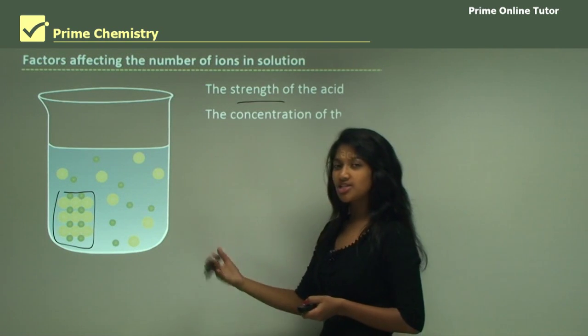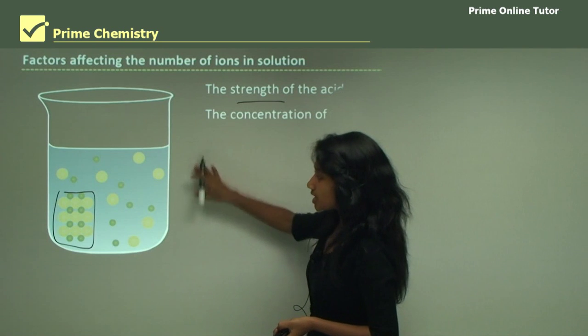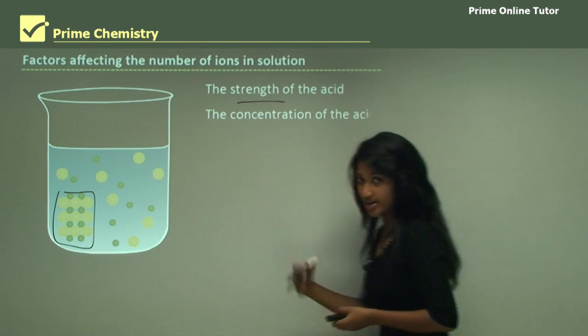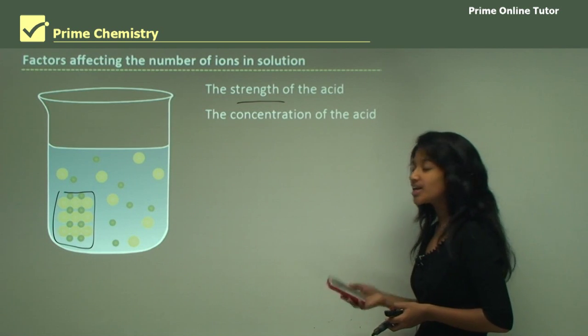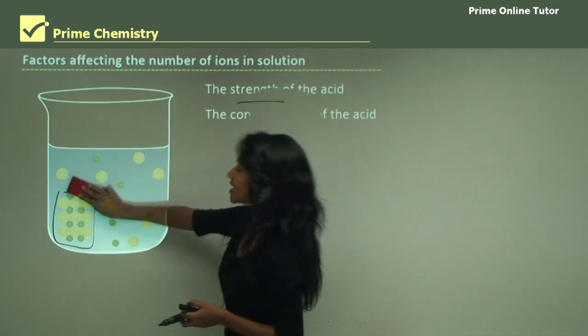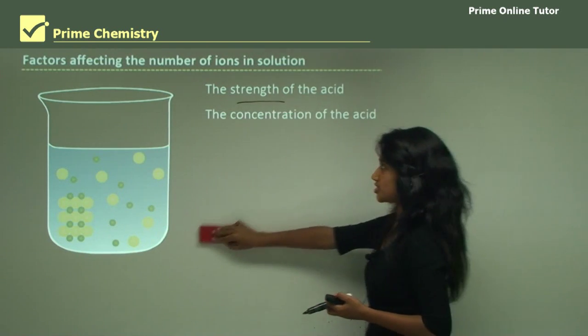The concentration of the acid. Now the concentration is how many molecules of the acid are present. So clearly you can see that this is a concentrated solution, but again, concentration is a comparison to something, so you would have to compare this against something else to see whether it's more concentrated or less concentrated.